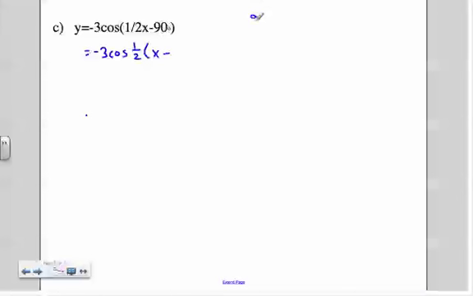So I do 90 divided by 1/2, or 90 divided by 0.5, which gives me 180. It's not 45 degrees. 90 divided by 2 would be 45, and that's not what I'm doing. But that's a common mistake students make. If you don't believe me, type it into your calculator. 90 divided by 0.5, and it should tell you 180.